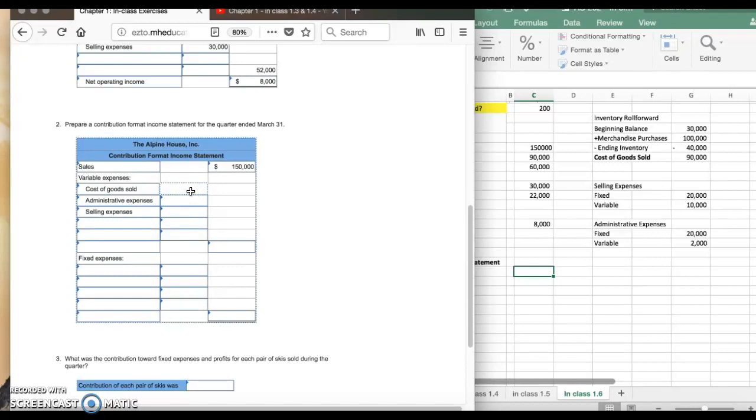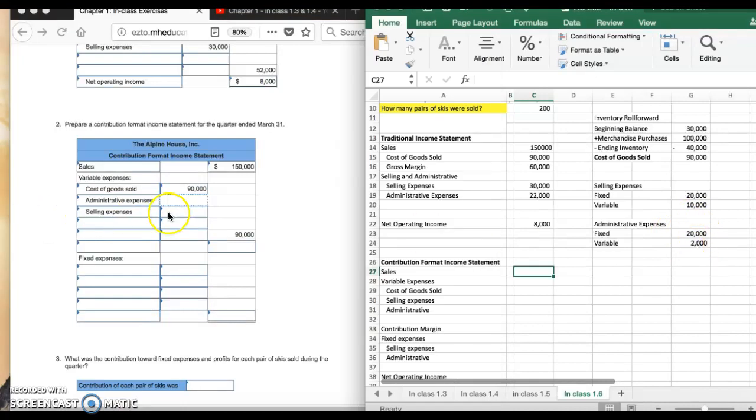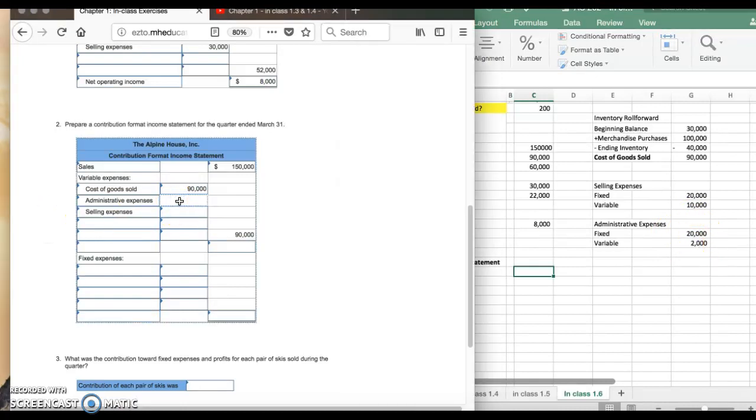So our cost of goods sold we calculated from our traditional format income statement. And so it's going to be the same number, so 90,000. And our variable administrative expenses are going to be here, 2,000. We've already calculated that. And then we have our variable selling expenses, which we know are 10,000.